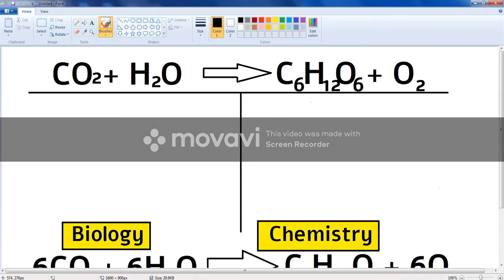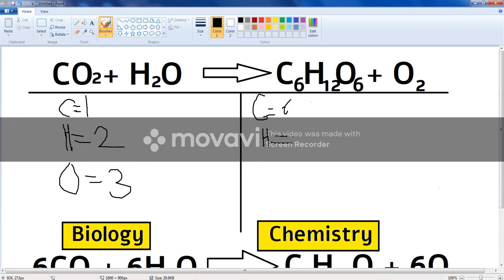Okay, now here in this question, C is equal to 1, H is equal to 2, and O is equal to 2 plus 1, that is 3. On this side, C is equal to 6, H is equal to 12, and O is equal to 6 plus 2, that is 8.